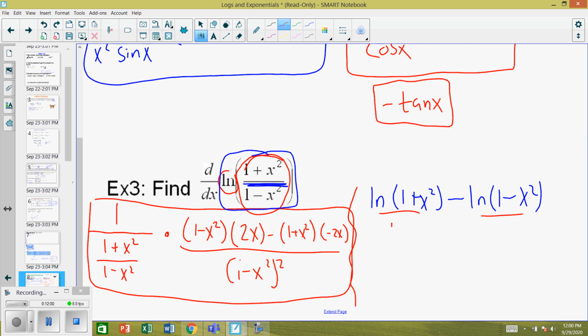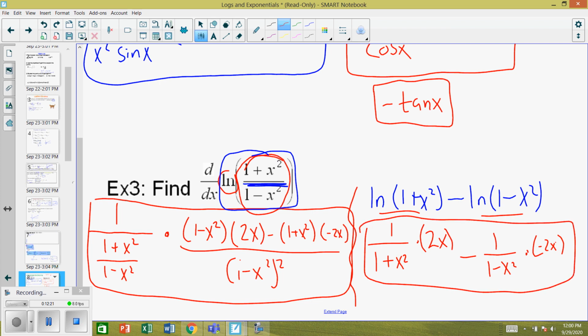Like for the first one, it would be 1 over 1 plus x squared, and then times the derivative of the inside, which is 2x. And then minus 1 over 1 minus x squared, and then times the derivative of the inside, which is that. So in this particular example, I liked separating it because it made the derivative look a little less scary. They're both equivalent, but I don't have to have an ugly answer. It's kind of your choice. But again, this might be a multiple choice question, so make sure you try to match it.